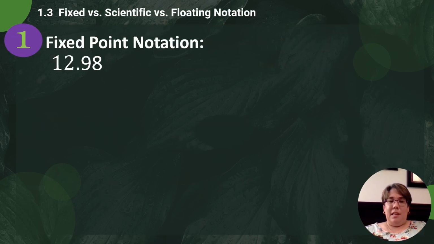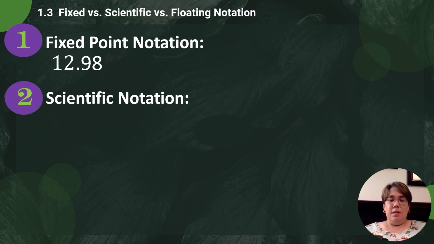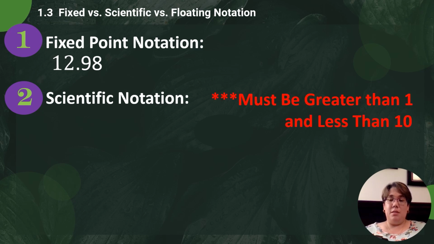All right, next topic in section 1.3 is the idea of fixed point notation, scientific notation, and floating notation. So the first one is fixed point notation, and that is what you typically see all of your numbers written in. So what you see here on the screen, 12.98, that's fixed point notation. That's nothing different than how you typically see numbers written. The second one is scientific notation, and it has a rule that says that your base number must be greater than 1 and less than 10.